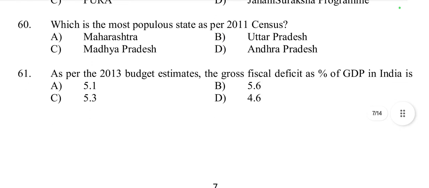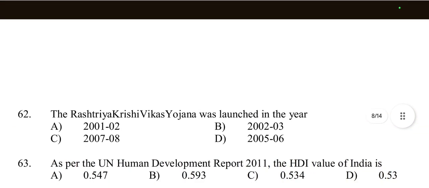Then question number 61, as per the 2013 budget estimate, the gross fiscal deficit as a percentage of GDP in India is 5.1, 6.3 or 4.6? It is 5.3. It was 5.3.